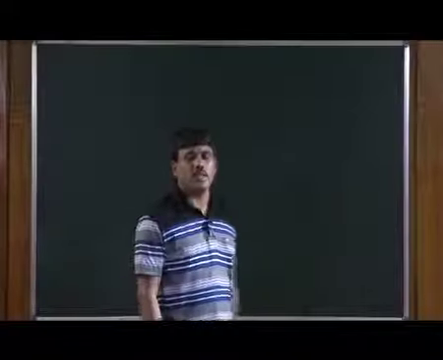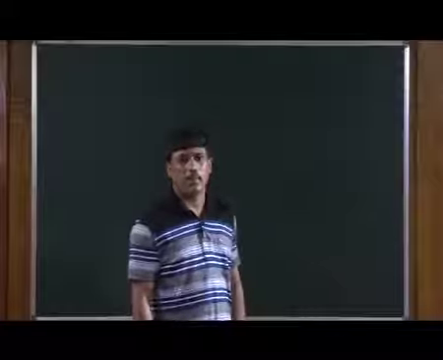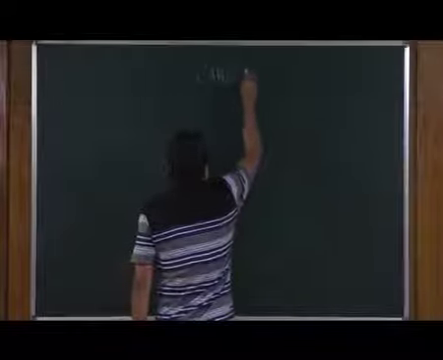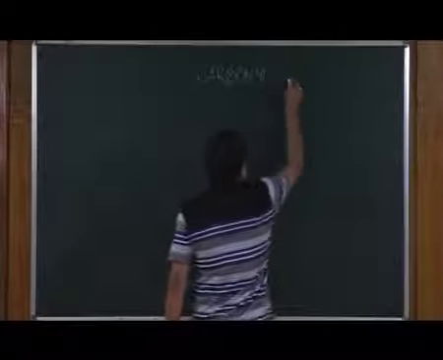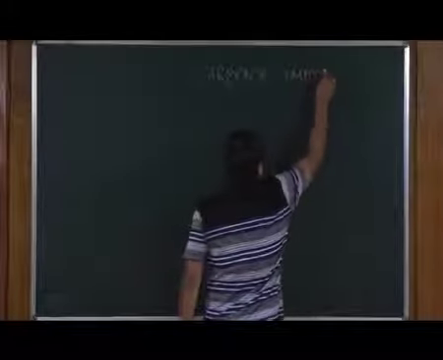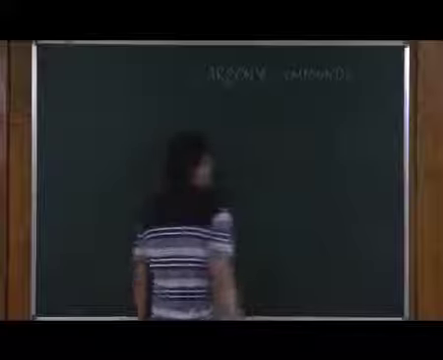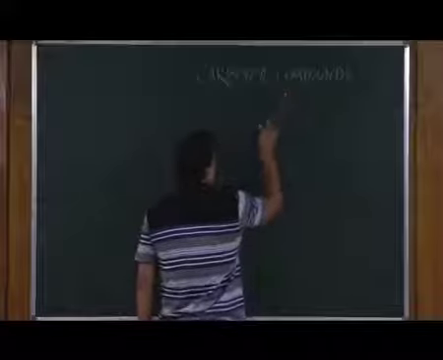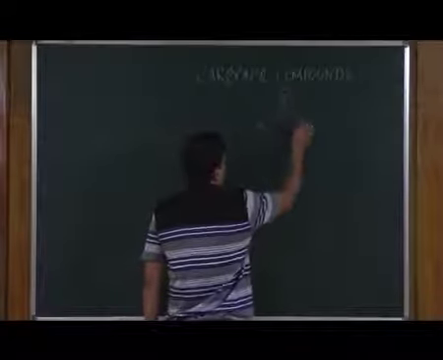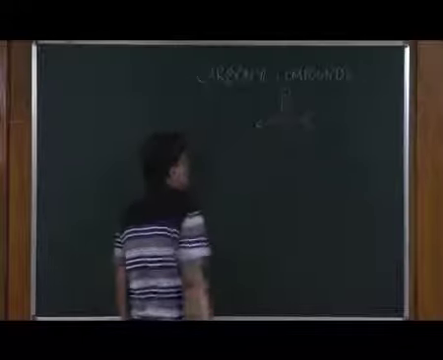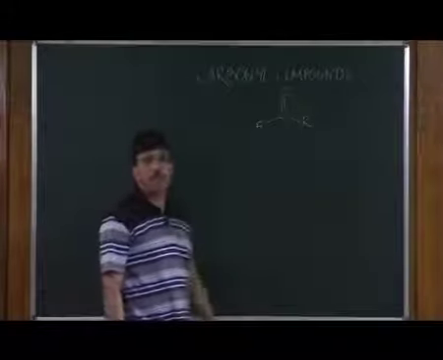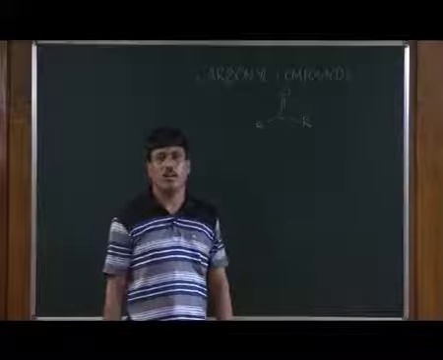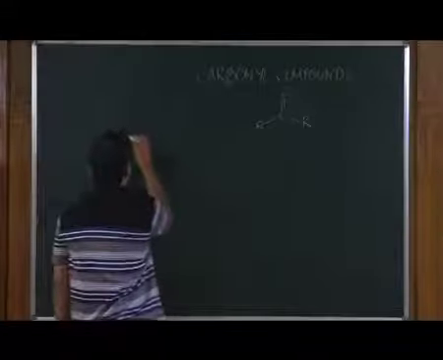Aldehydes, ketones and carboxylic acids are called carbonyl compounds. They have a common functional group which is called carbonyl, and they can be represented by the groups attached, like R and R dash. Depending on the properties and the structure of R and R dash, they are called different derivatives. So, first we will learn about aldehydes.